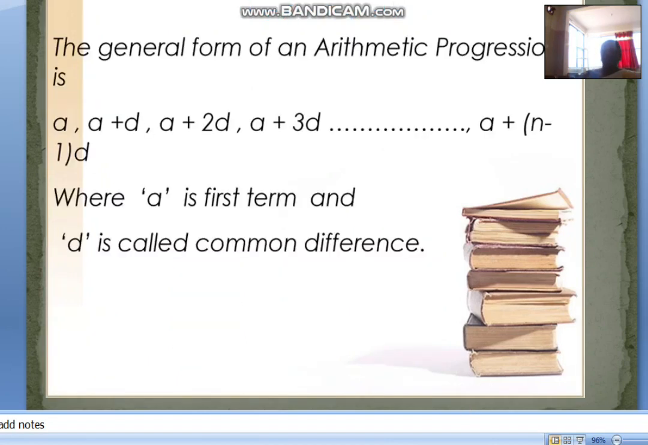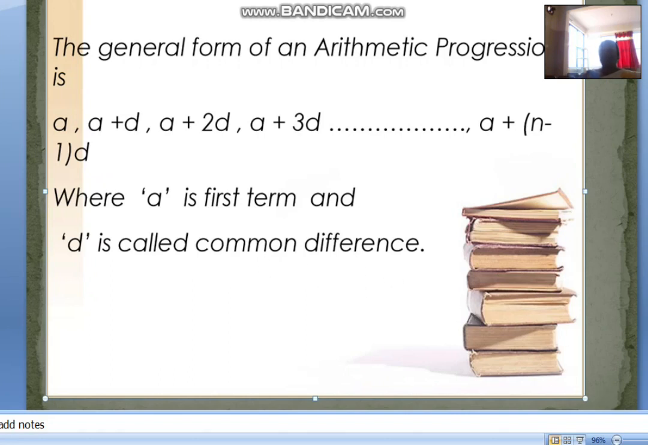That last term we can express as A plus n minus 1 into D. So this is the general form of an AP: A, A plus D, A plus 2D, A plus 3D, and so on. This is the nth term. The nth term is A plus n minus 1 into D, where A is the first term and D is called the common difference.